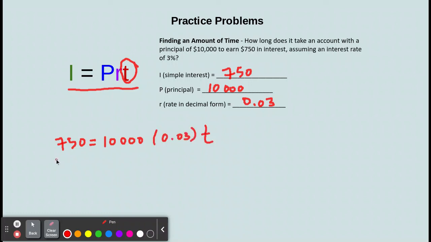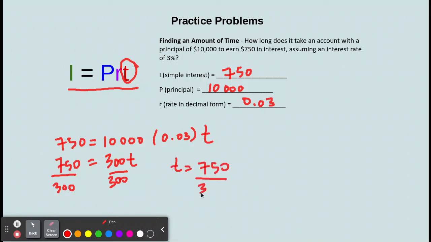So 750 equals 300t. Divide both sides by 300, and that will give you your time. T equals 750 divided by 300. So how many years does that simplify down to? You can use a calculator to divide 750 by 300, and that should give you your answer. And that's the end of 6.6.